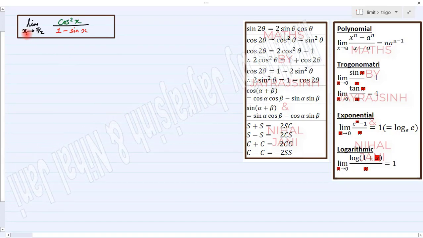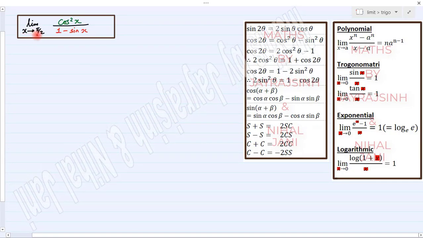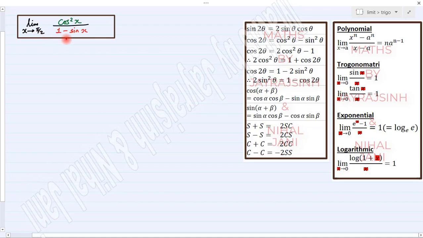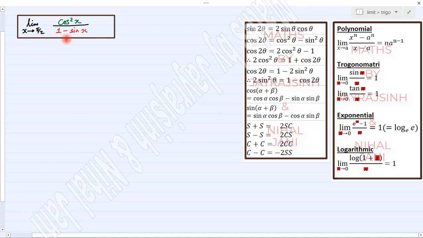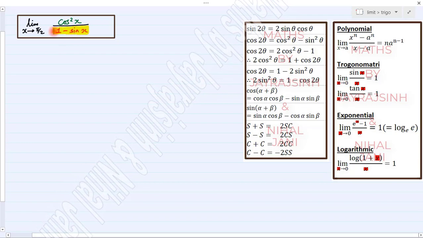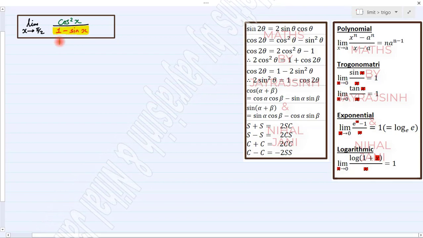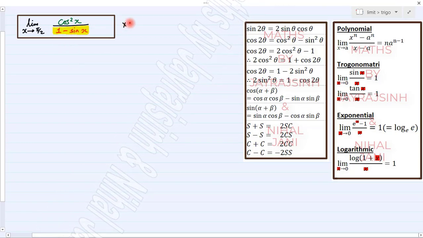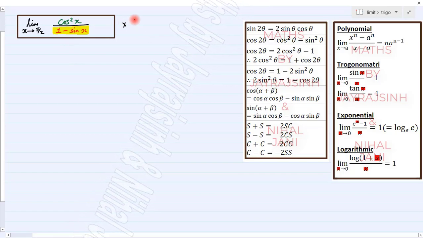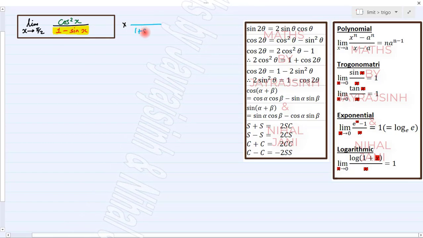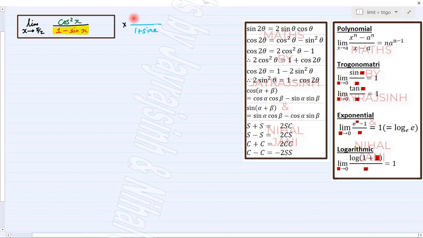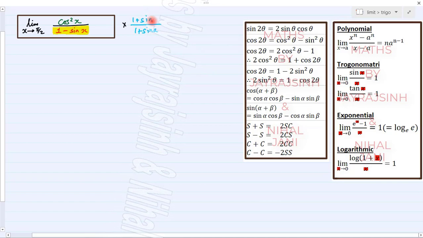In this question, we have to find limit x tends to pi by 2 cos square x upon 1 minus sin x. Whenever we have 1 minus sin x or 1 minus cos x, it is preferable that we multiply and divide by its conjugate, which is 1 plus sin x. So let's multiply and divide by it.